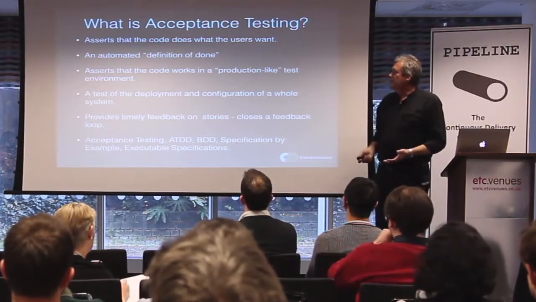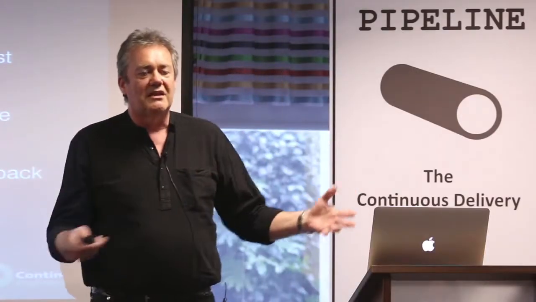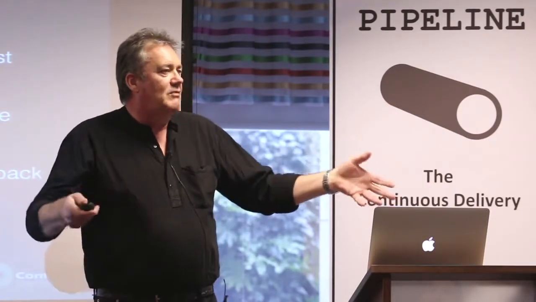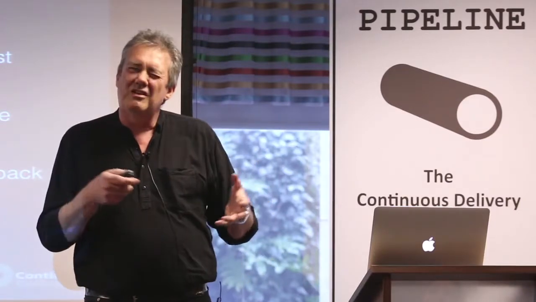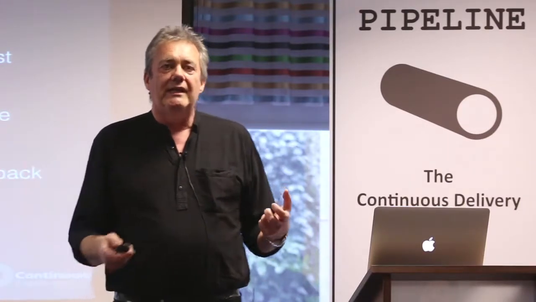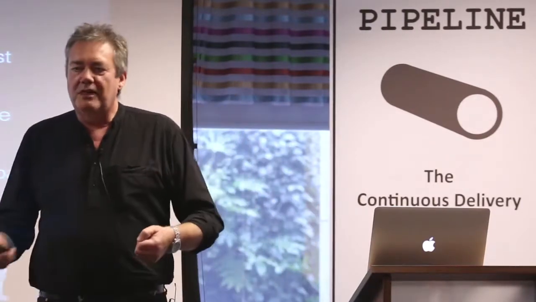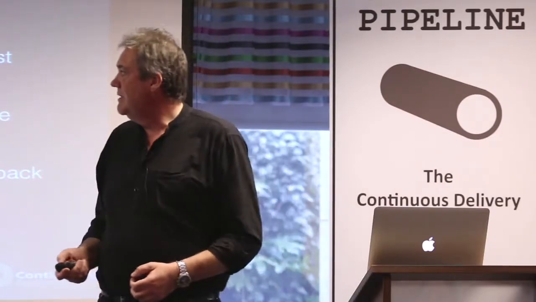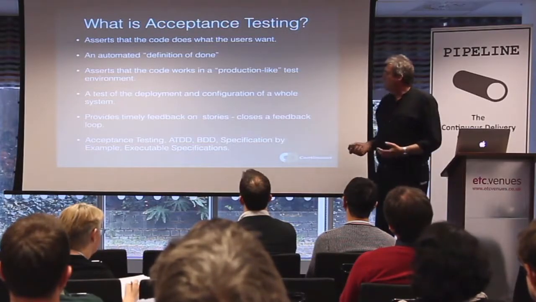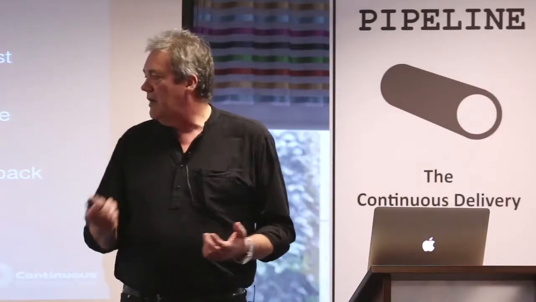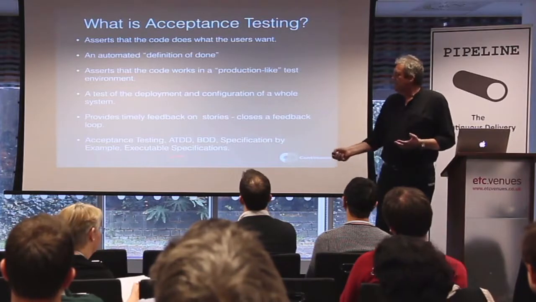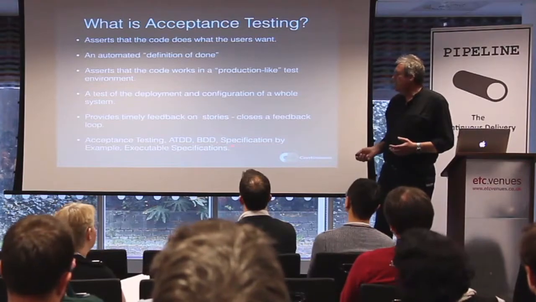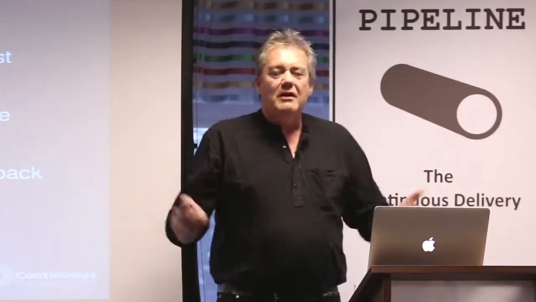It asserts that the code works in a production-like test environment. So you're not just testing the behavior of the system, you're testing it in a simulation of the production environment. So you're asserting more broadly that the software is deployable, is configured correctly, and all of those other things, as well as just the interactions with the system. It provides feedback on stories and closes that feedback loop. Often it gets talked about in these contexts: acceptance test-driven development, BDD, specification by example, executable specifications, those sorts of ideas.